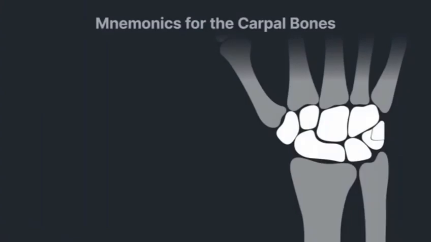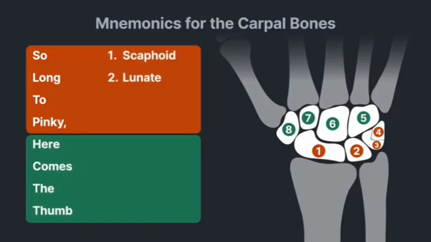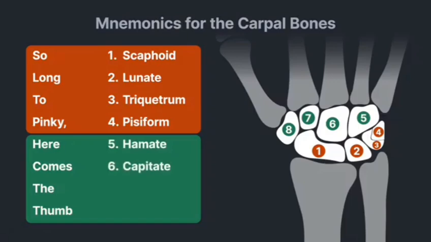There are some mnemonics that can help you to remember the order of the carpal bones. One that names the carpals in a circle, starting with the proximal row on the lateral side, is "So long to pinky, here comes the thumb." Scaphoid, lunate, triquetrum, pisiform, hamate, capitate, trapezoid, trapezium.